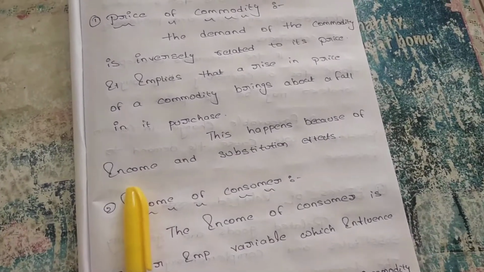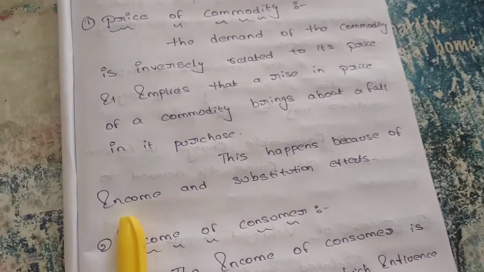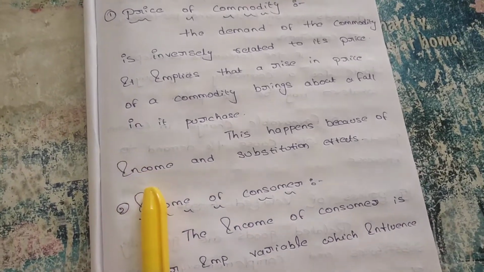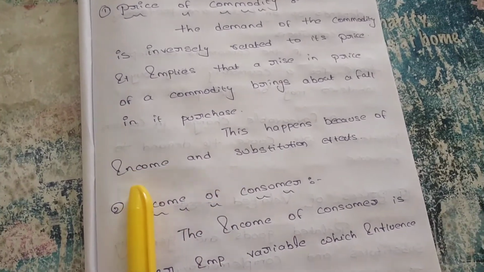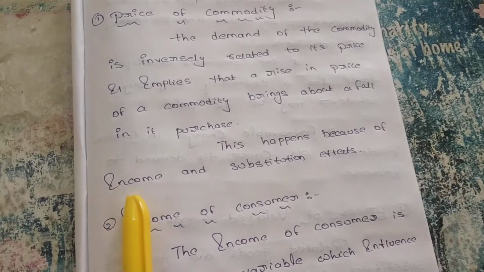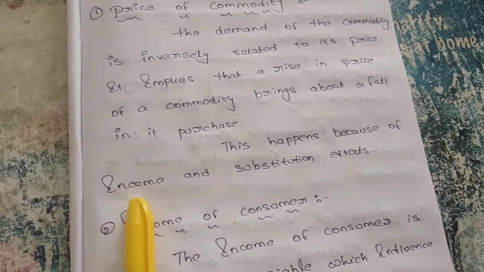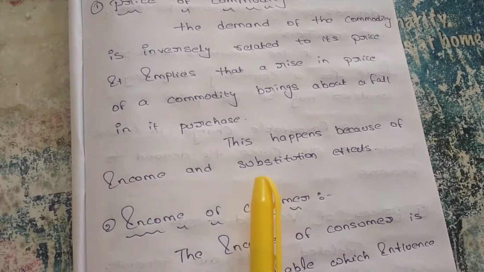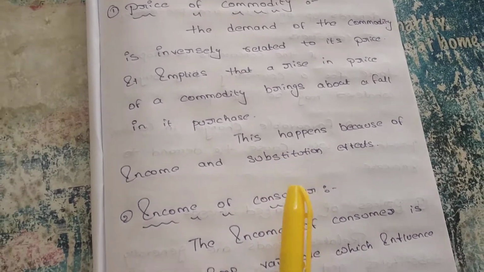Why can we say there is an income effect? If the income of the consumer increases, the demand for the particular product increases, because if income increases, the consumer has purchasing power, so the consumer will purchase the particular product. So these are also reasons for increasing or decreasing demand: the income and substitution effect.